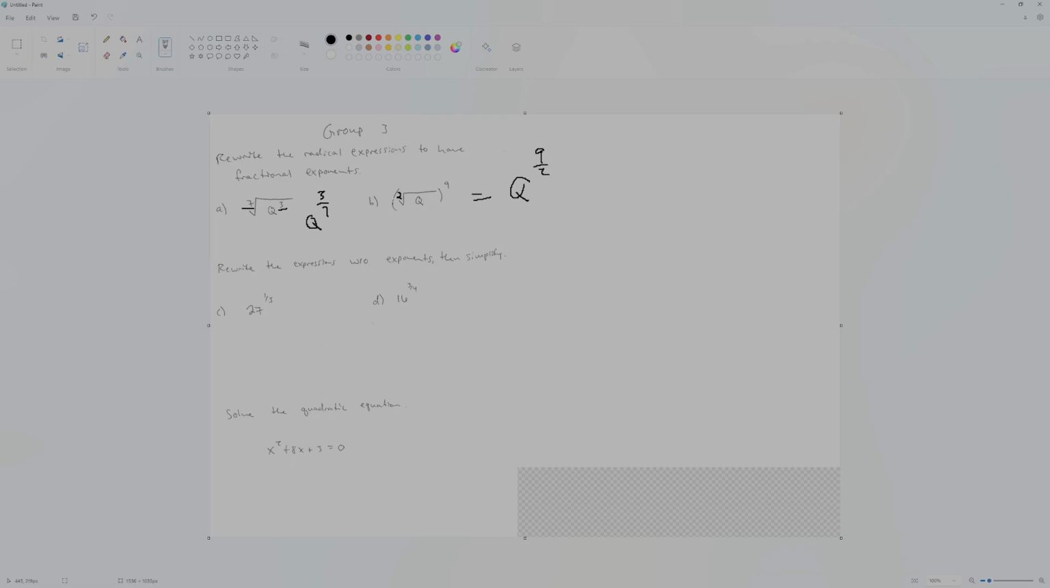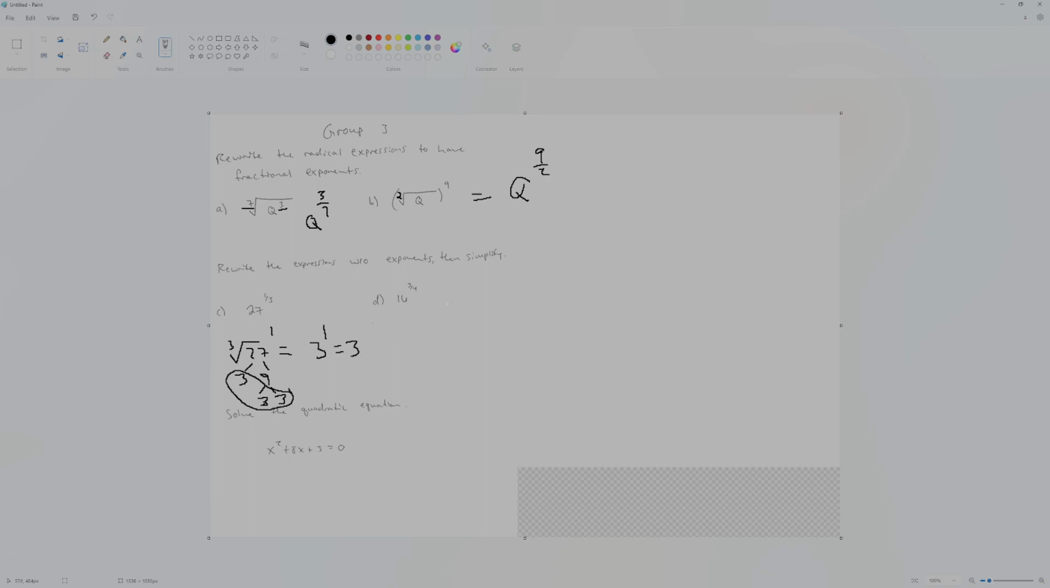Okay. Rewrite the expressions without exponents, then simplify. So when you rewrite this, this is the 3rd root of 27 to the 1st power. And that means what number times itself 3 times is 27? So it's 3 times 9, 3 times 3. So 3 times itself 3 times is 27, so that's 3 to the 1st power, which is 3.